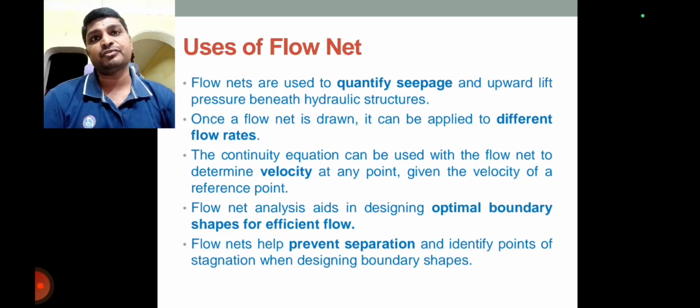What are the uses of a flow net? Flow nets are used for finding the quantity of seepage, and once a flow net is drawn, it can be applied for different flow rates. The continuity equation can also be used with the flow net for determining the velocity. The flow net analysis aids in designing optimal boundary shapes for efficient flow. Flow nets help prevent separation and identify stagnation points when designing boundary shapes.